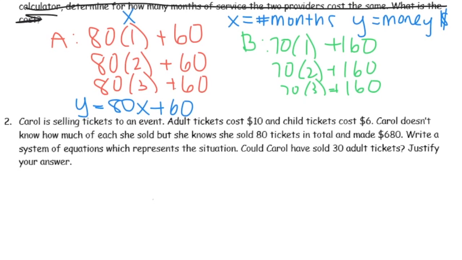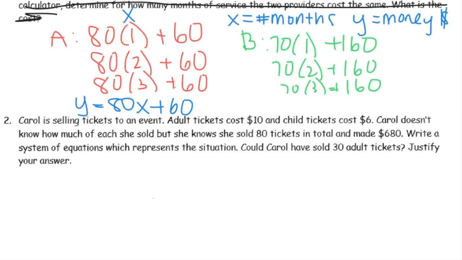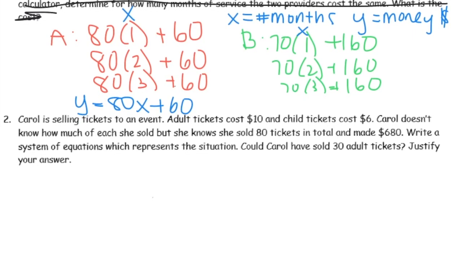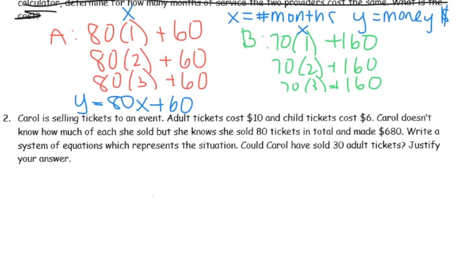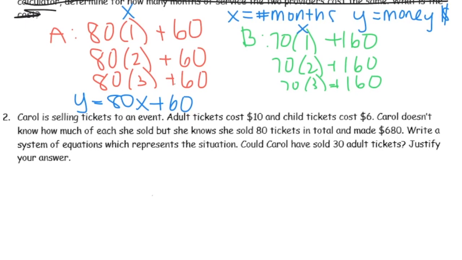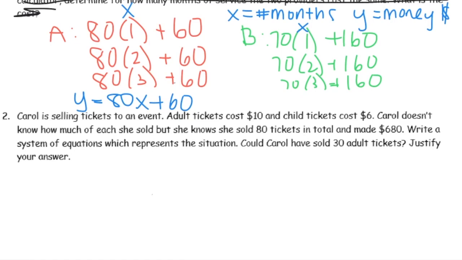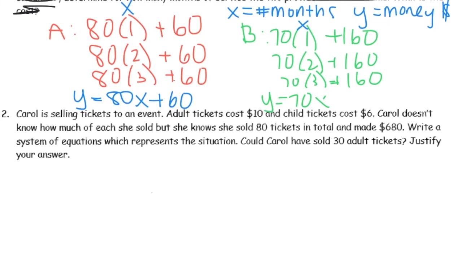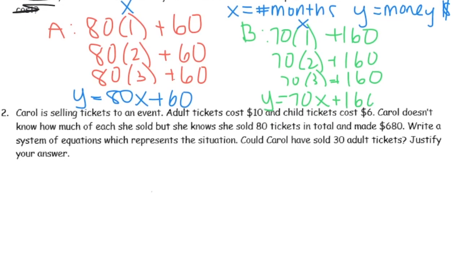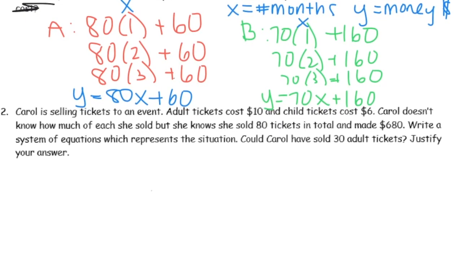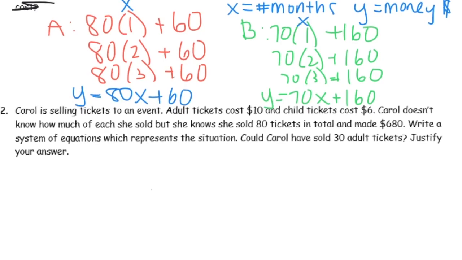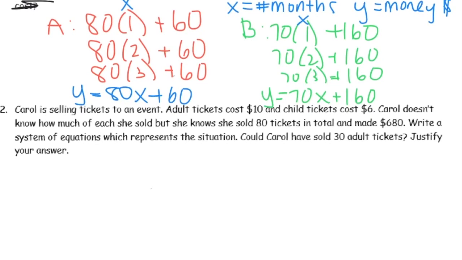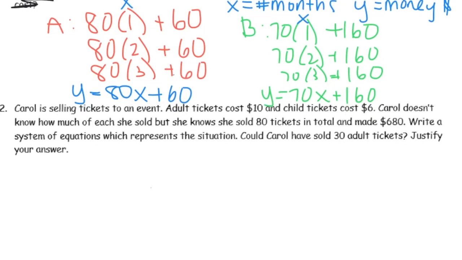Okay, so notice again, if X is my months, all you're doing is multiplying the number of months by 70 and adding on 160. So this equation is going to be Y equals $70 per month X plus your setup fee of 160. So that is the first part of this question. We're not going to solve it yet, but I just want to make sure we know how to write it.